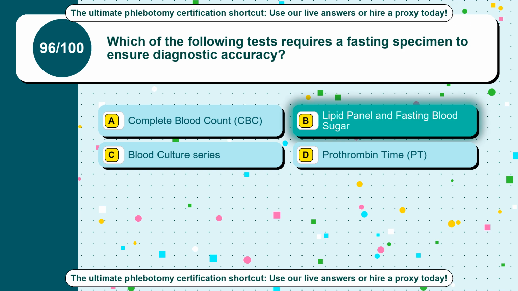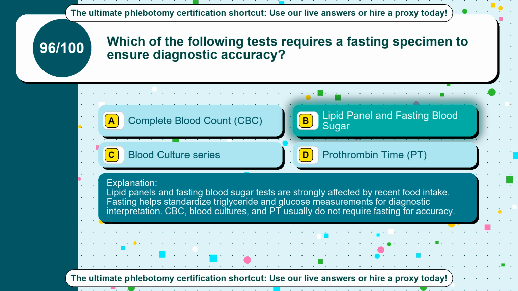The correct answer is option B, lipid panel and fasting blood sugar. Lipid panels and fasting blood sugar tests are strongly affected by recent food intake. Fasting helps standardize triglyceride and glucose measurements for diagnostic interpretation. CBC, blood cultures, and patient usually do not require fasting for accuracy.